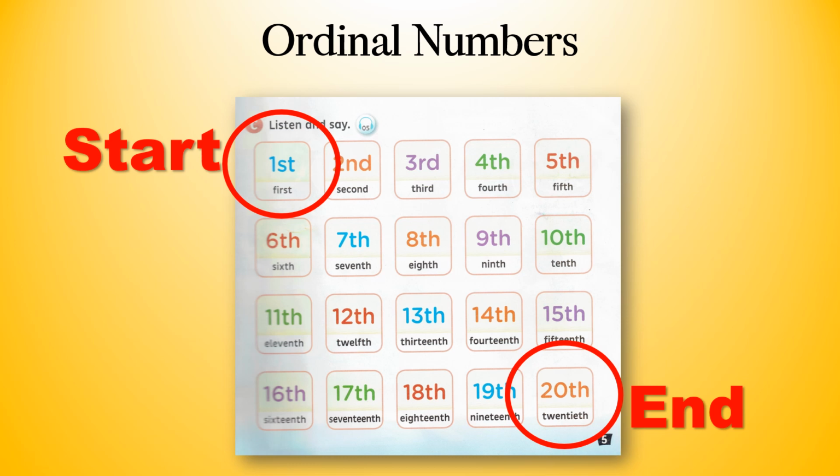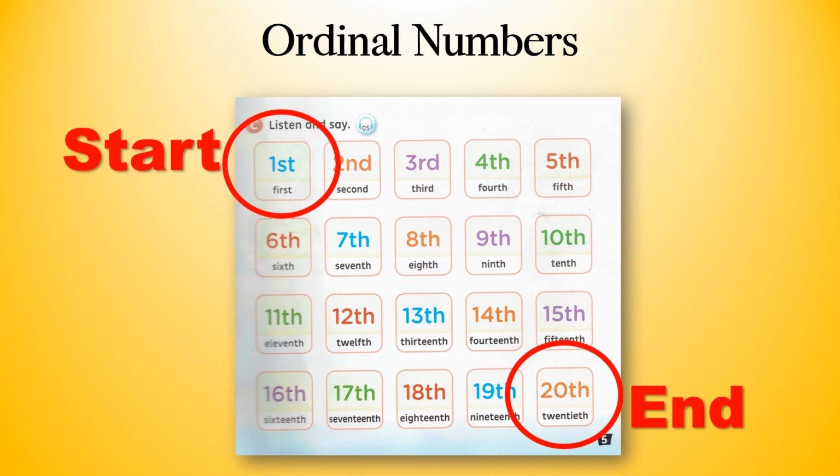Let's look at the second and third squares. Second, ND, because if we look at the word second, we spell it S-E-C-O-N-D, so we keep the ND. Look at the third square. RD, because third is spelled T-H-I-R-D.